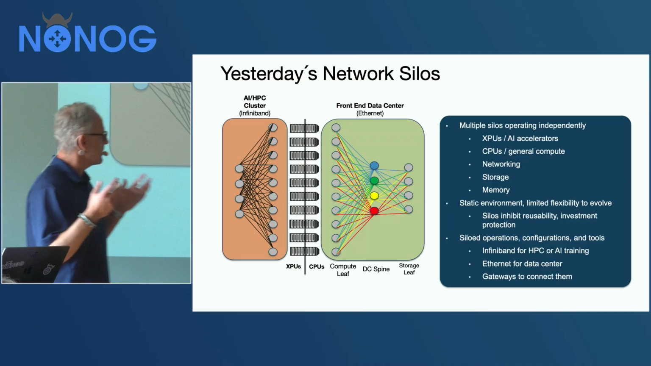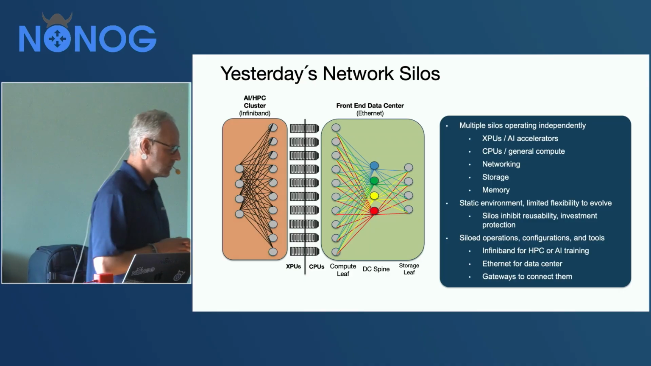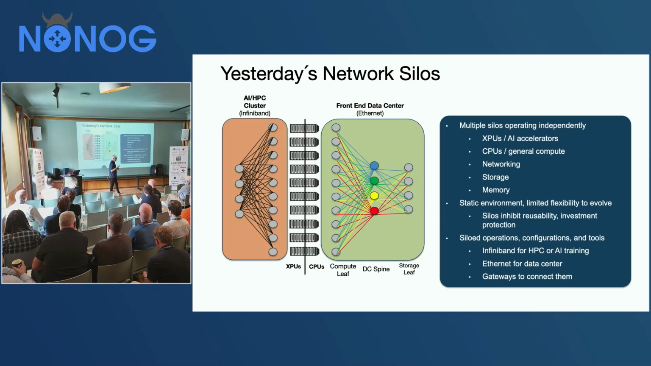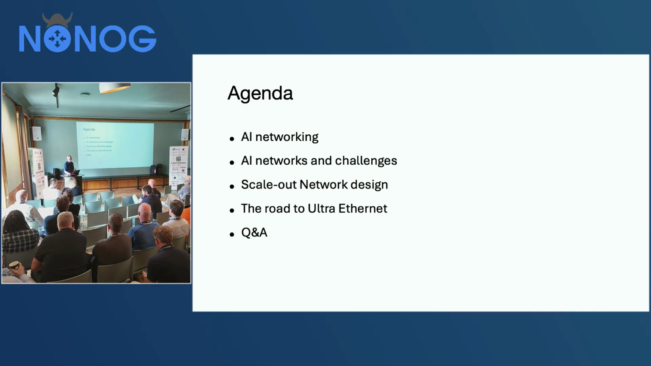Today, or until today, we have built AI backend networks mostly based on InfiniBand, and the front-end network was based on Ethernet. The challenge for many companies in this case is that they have two different networks to operate, two teams, different tools, different challenges. So that's quite a siloed way of building networks.